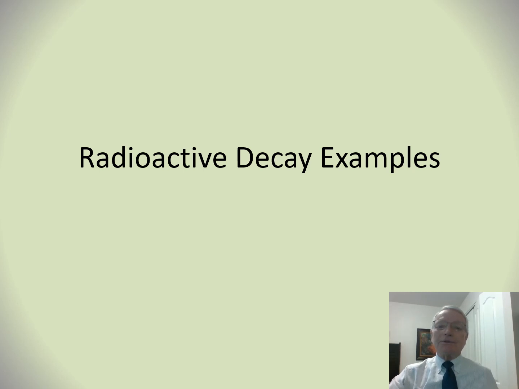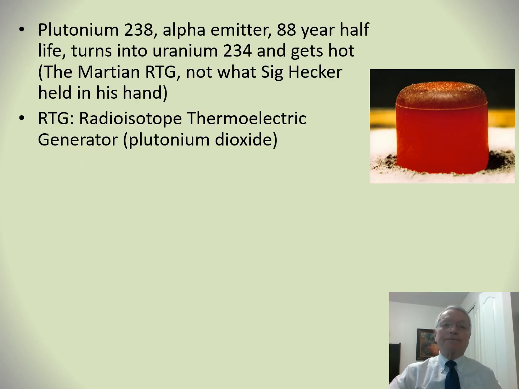Okay, let's look at some radioactive decay examples. So here's one. This is another plutonium example. This isn't the same stuff that Sig Hecker held in his hand. He wouldn't have wanted to hold this stuff. This is plutonium-238, which is also an alpha emitter, but its half-life is only 88 years. And so it's sending out alpha particles way faster than what Sig Hecker held. And it gets so hot that it glows red hot.